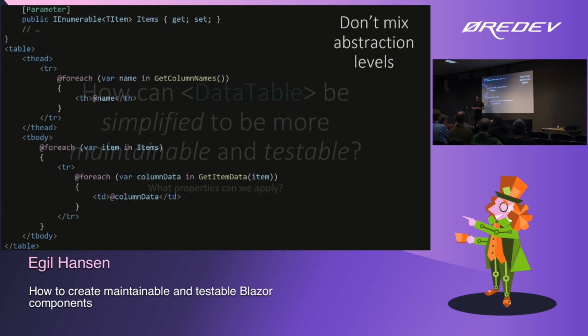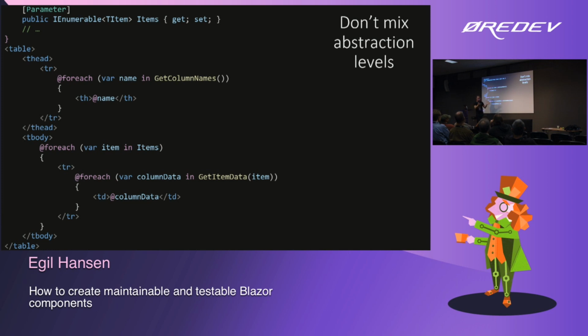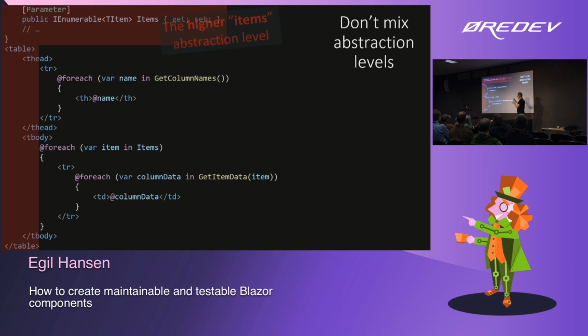So one of the things we can do to get an idea of where we want to go with our refactoring is to look at the code smells we talked about before. And one thing is the mix of abstraction levels. So we do actually have a mix of abstraction levels in this component. At a higher level, we are dealing with the plural, the multiple items. That is what the red parts illustrate visually here.